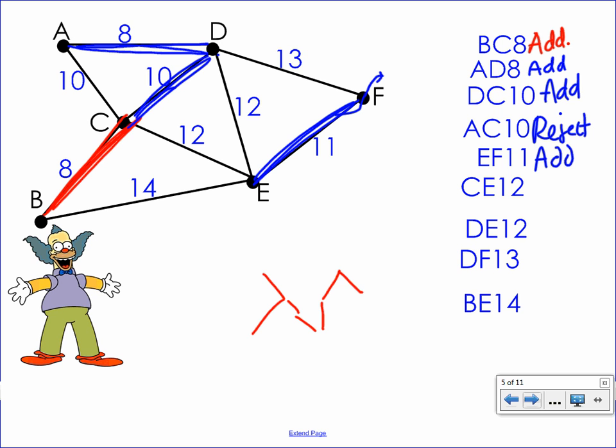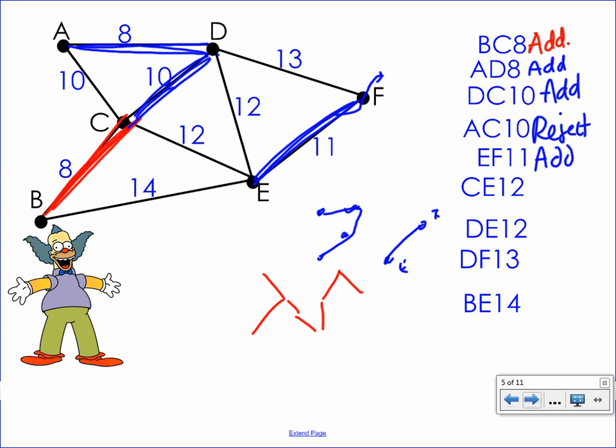Add. Have we finished yet? No. All the nodes are in, aren't they? Yes: A is in, D is in, C is in, B is in, E is in, F is in. But E and F aren't connected to anything, so it's not yet connected. So we need to keep going.